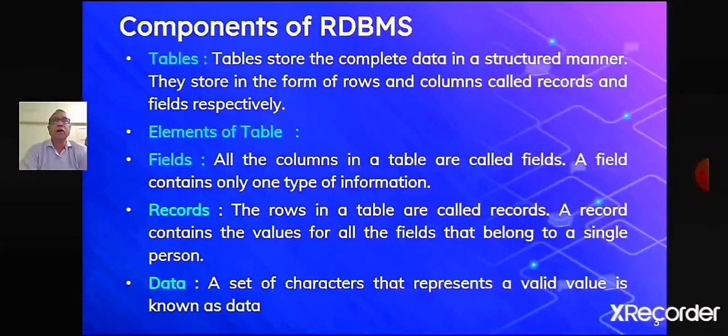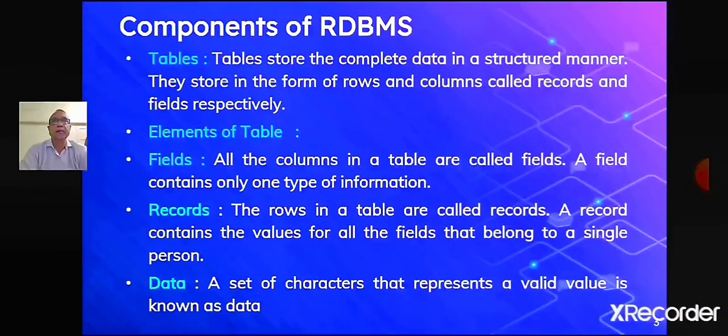Now, elements of table. The first element is fields. All the columns in a table are called fields. A field contains only one type of information. For example, the field roll number of the table will store the roll numbers of all the students and will be a common attribute of every student.